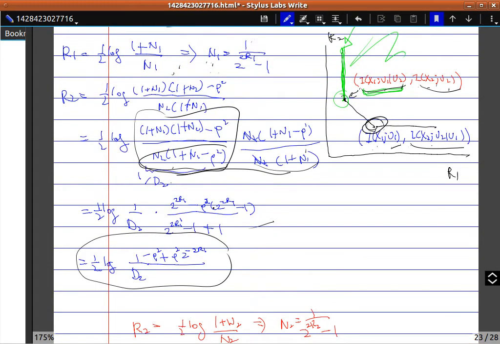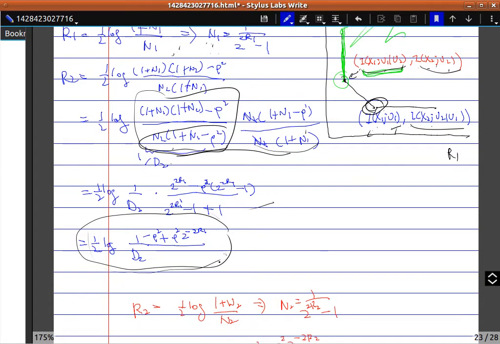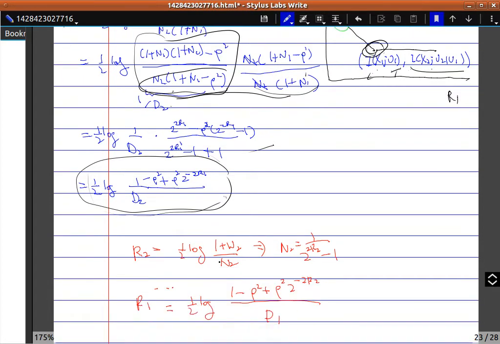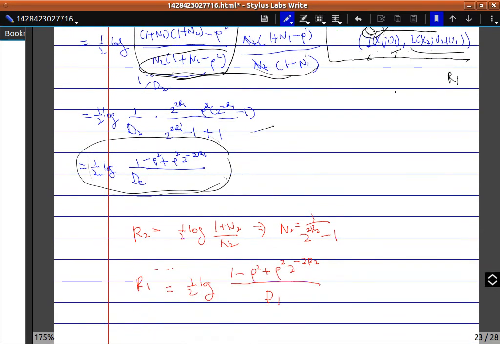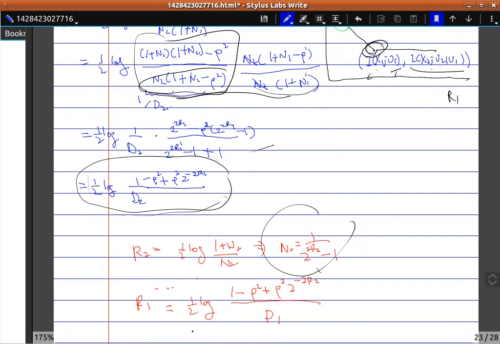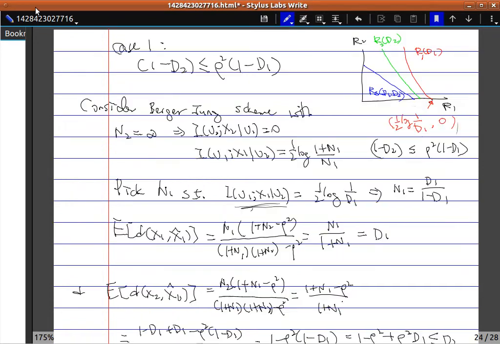Therefore for this corner point, I have r1 equal to this, and r2 equal to this here. And similarly, for the other corner point here, I will have r2 equal to this and r1 equal to that. And now we can really start showing that the rate pair inside the intersection of these three regions, R1, D1, R2, D2, and RS, D1, D2, is achievable.